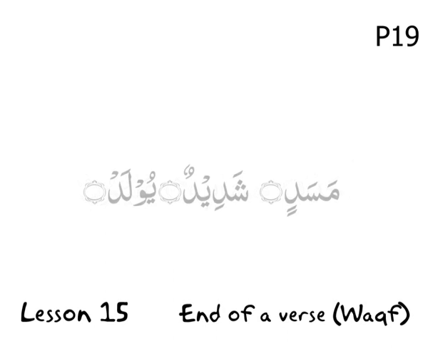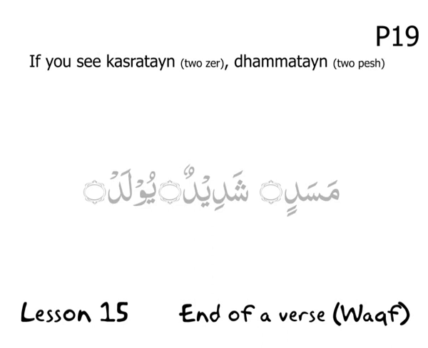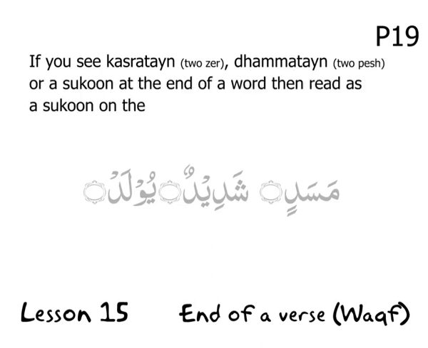The next one, if you see kasratain, 2 zir, dhammatain, 2 pesh, or sukoon at the end of a word, then read as a sukoon on the last letter. Look at the examples. Masaddin, it's got kasratain, 2 zir. How will that be read? Masad. Shadidun, dhammatain, 2 pesh, shadid. Yulad, already it's a sukoon on the dal, it will stay the same.